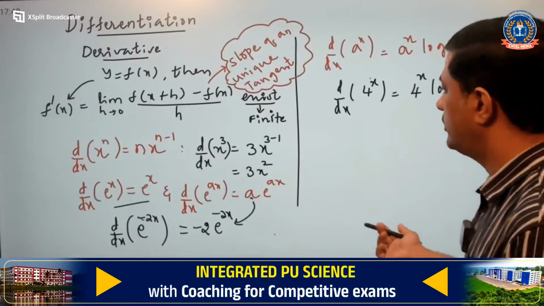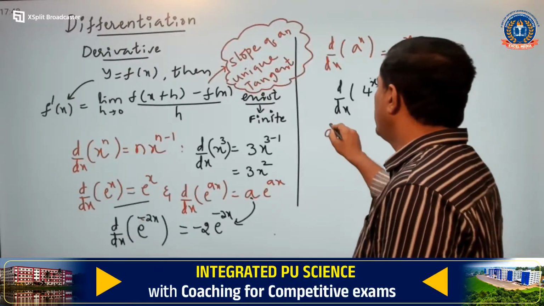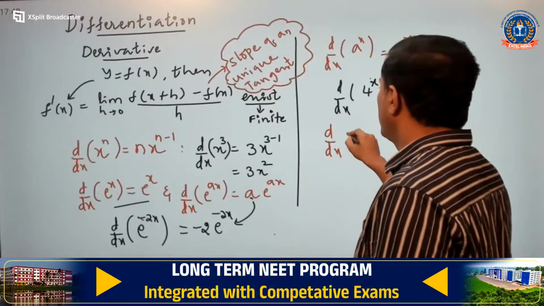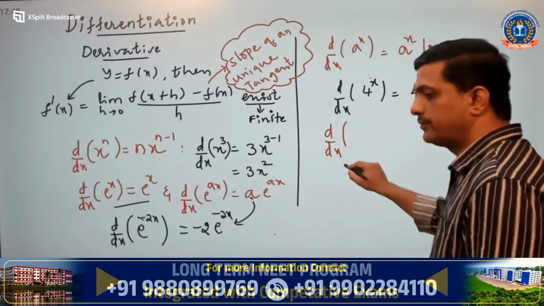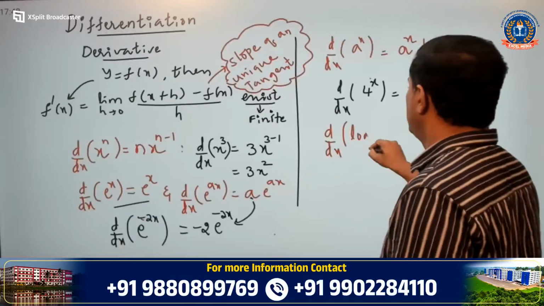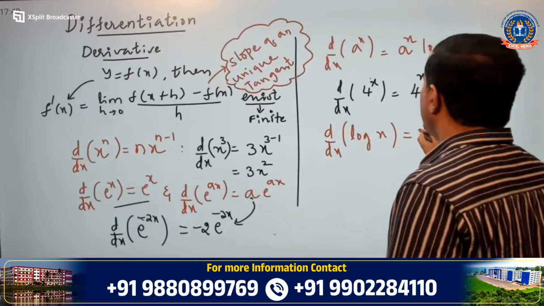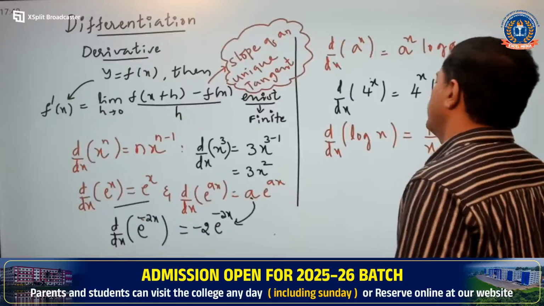Then I'll take the third one, next one. What we have done? A derivative of, I think we are done with the log x. Log x derivative is 1 by x.